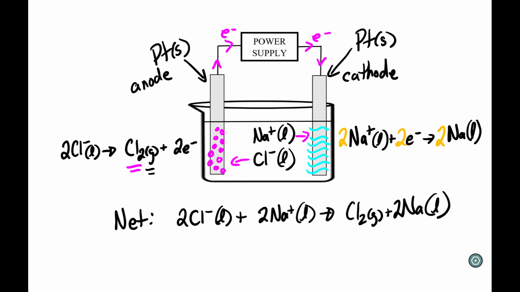I'm not going to calculate an electric potential for this cell because the electric potentials from the reduction half reaction table in our data book are set to 1 molar aqueous solutions, which we don't have, and at 25 degrees Celsius, which this wouldn't be at. So you will not be asked to calculate an electric potential for a molten cell because we do not have the electric potentials to do so.